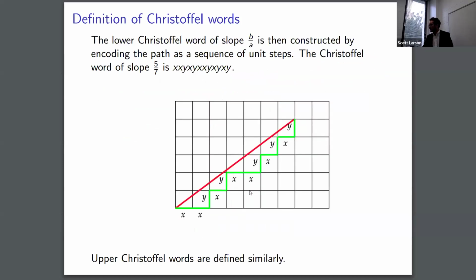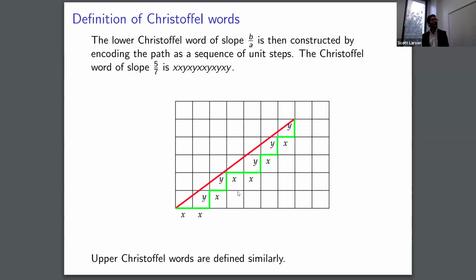So then we construct the lower Christoffel word, slope B over A, by encoding the path as a sequence of unit steps. So we denote any horizontal steps as an X, any vertical steps as a Y. You just go in order from the origin to the next intersection point. This is the point A comma B right here. In this example, that would be 5 comma 7. And you just go in order and assign each step a letter. So we got X, X, Y, X, Y, X, X, Y, X, Y, X, Y. So that would be our Christoffel word.